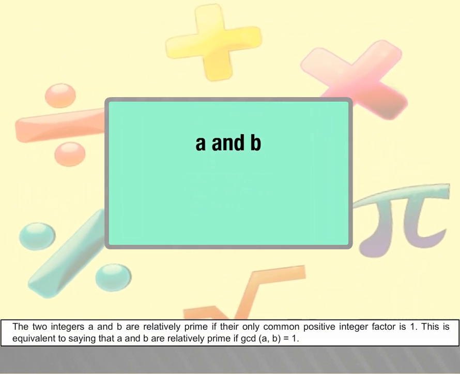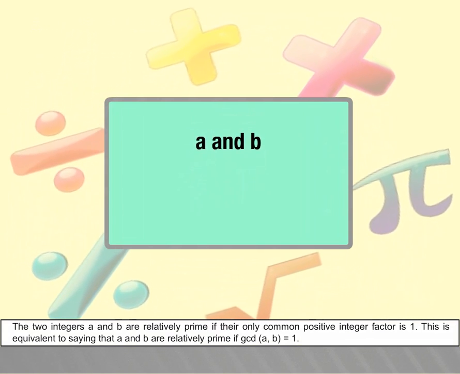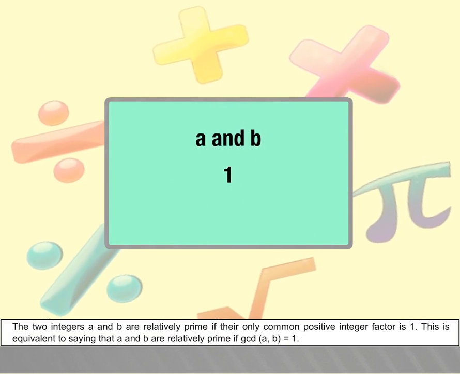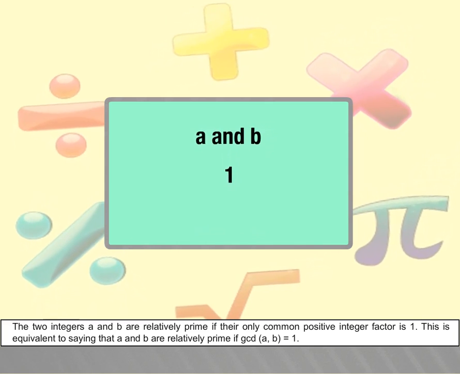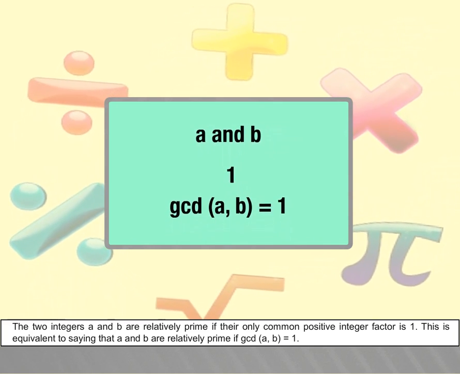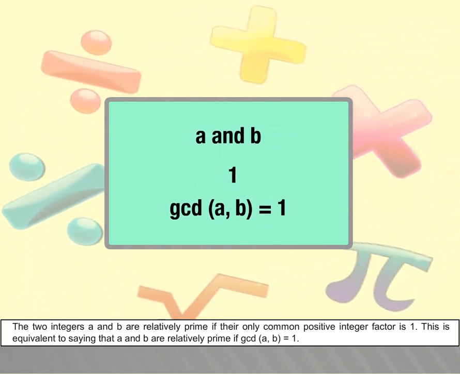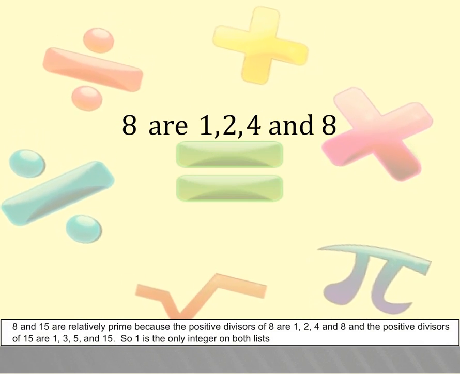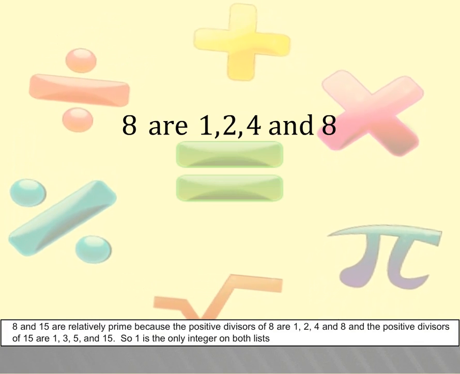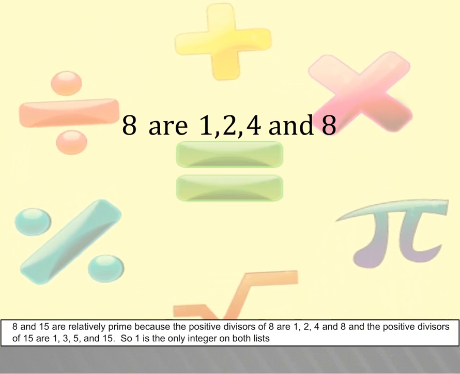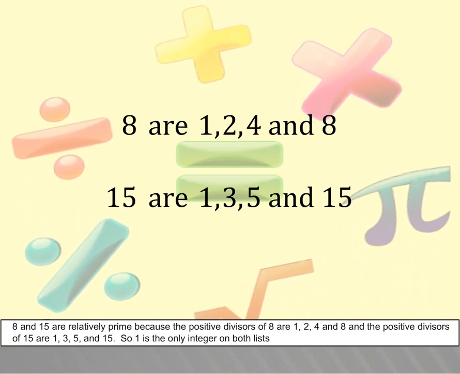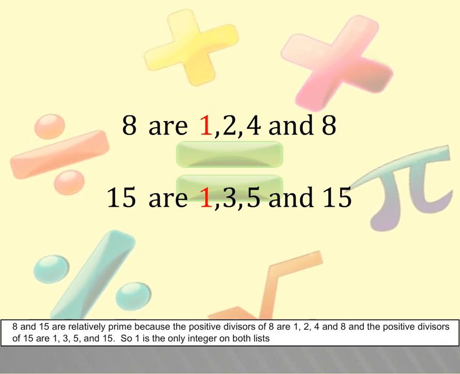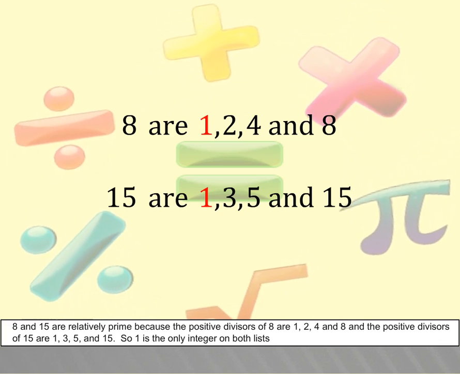Two integers a and b are relatively prime if their only common positive integer factor is 1. This is equivalent to saying that a and b are relatively prime if GCD of a, b is equal to 1. 8 and 15 are relatively prime because the positive divisors of 8 are 1, 2, 4 and 8, and the positive divisors of 15 are 1, 3, 5 and 15. So, 1 is the only integer on both lists.